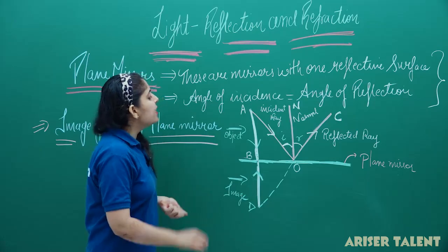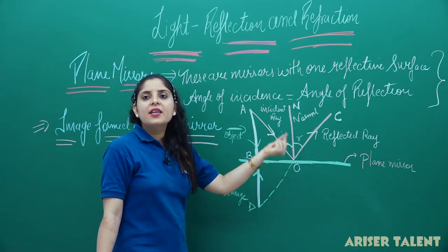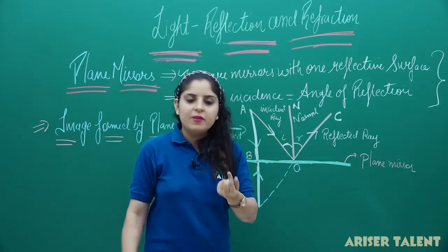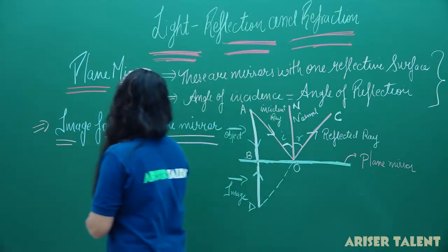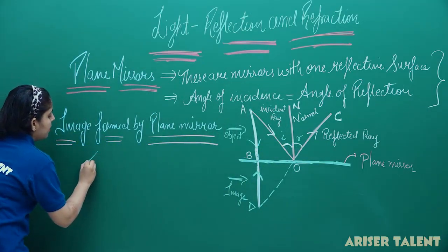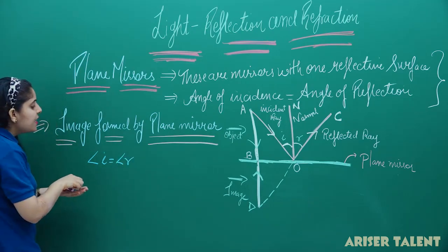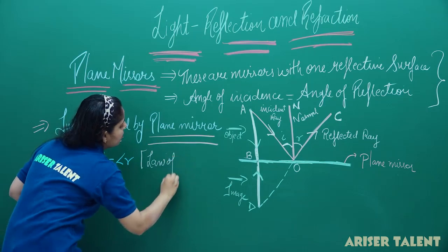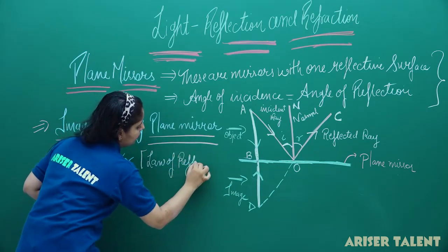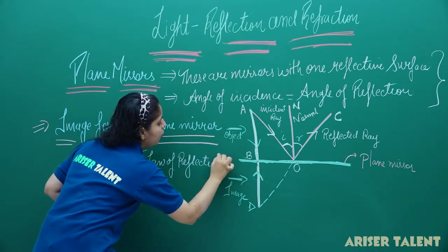Now you can see here the angle of incidence will be equal to the angle of reflection, and this is in accordance with the law of reflection. So the first point I am writing here is that angle I will be equal to angle R, and this is in accordance with the law of reflection. This is our law of reflection.